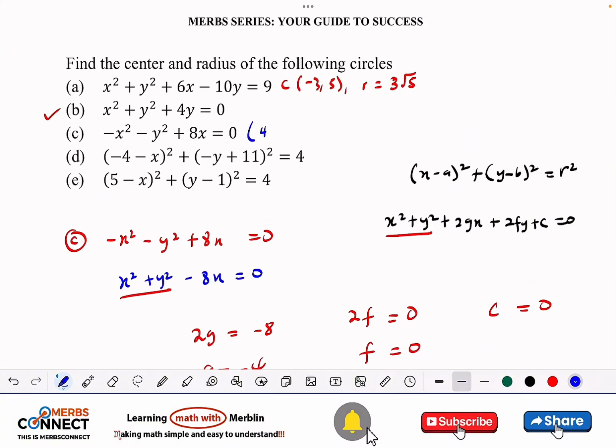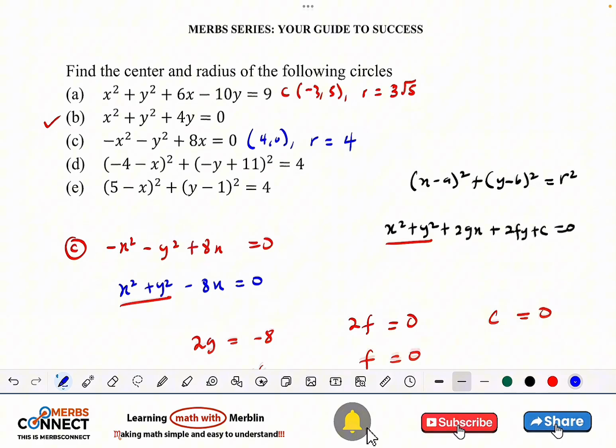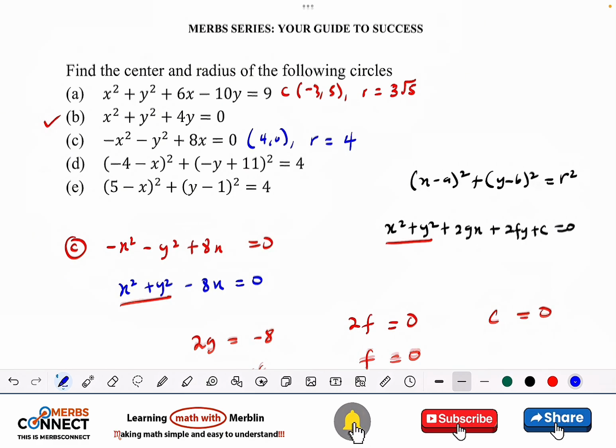Center is 4 and 0, and radius is equal to 4. Good. So for B, D, and C, I'll do one and I'll leave the other for you.